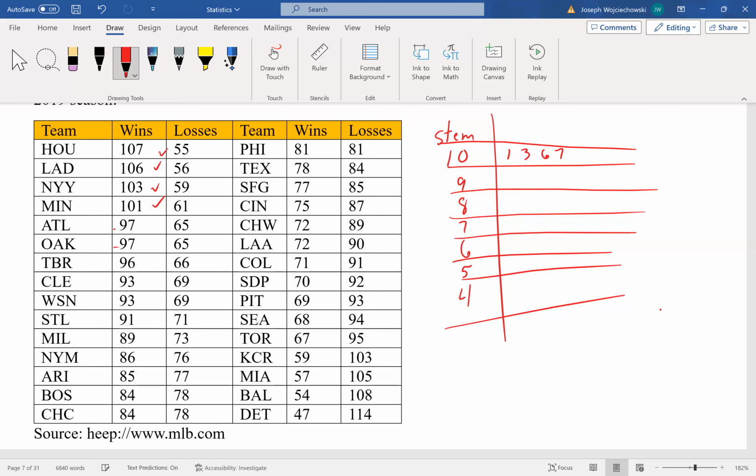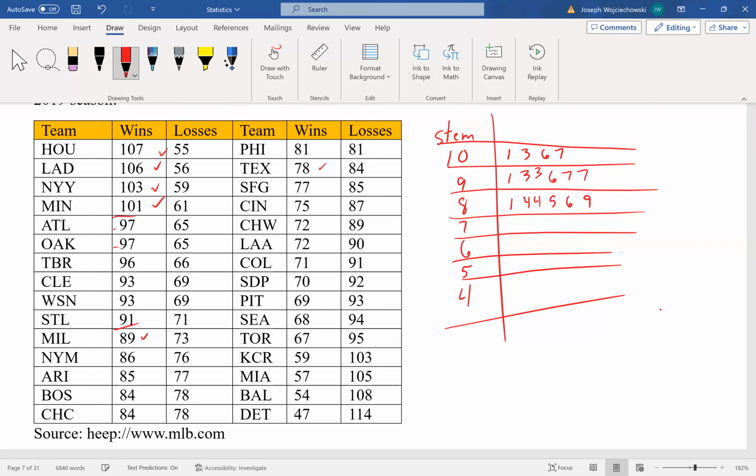Now here, my 90s, I have a 1, I have a 3, I have another 3, I have a 6, and I have 2 sevens. In my 80s, my lowest 80 is an 81. Then I have two 84s, an 85, an 86, and an 89 right there.